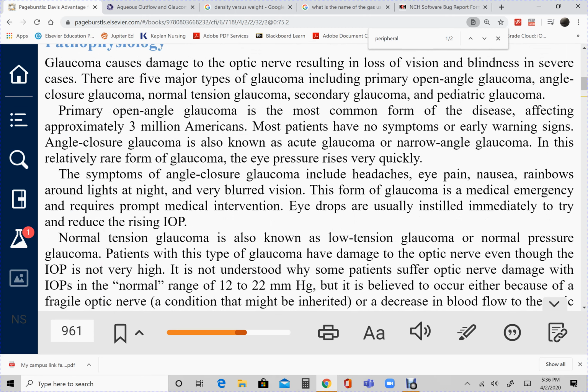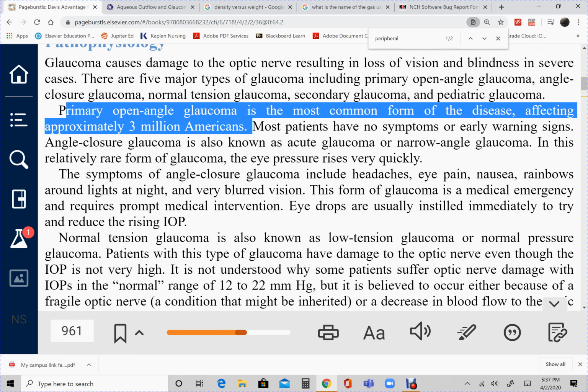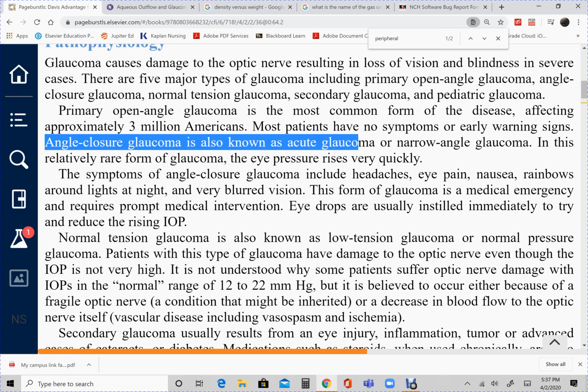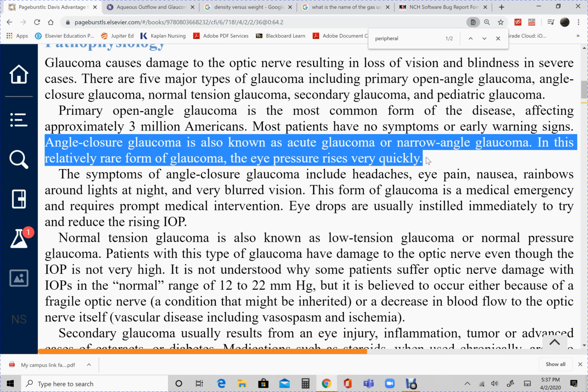Like I already said, there are a few types of glaucoma. Most common is primary open-angle glaucoma. This one is slow in onset, but because it's slow in onset, the damage will have already been done by the time the patient is diagnosed, so there will be considerable loss of vision already. The other one, which is acute onset, or called angle closure glaucoma, is also called acute glaucoma because the onset is quick. Okay, so this will arise within a few hours.